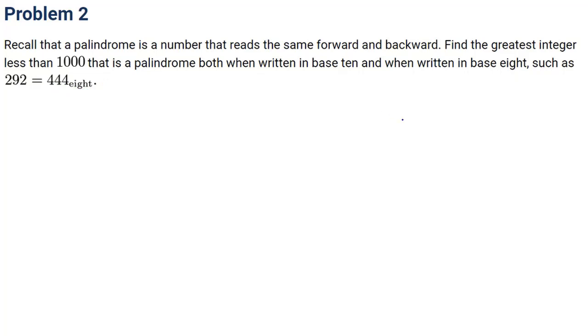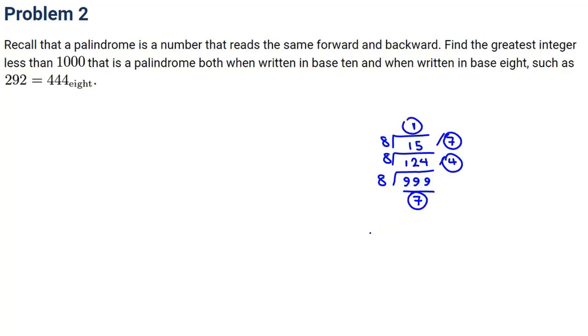Okay, let's consider first the largest number that we can use, 999. To write it in base 8, we divide 999 by 8: we get 124 with remainder 7. Divide 124 by 8: we get 15, the remainder is 4. Divide 15 by 8: we get 1, remainder 7. So 999 in base 10 equals 1747 in base 8.